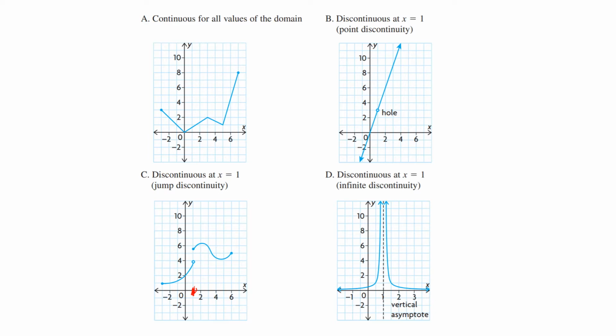For case D, it is again discontinuous at x equals 1, but it is considered an infinite discontinuity because it is discontinuous for an infinite amount. Not only at a point, it doesn't only have a jump, it is infinitely discontinuous at x equals 1.